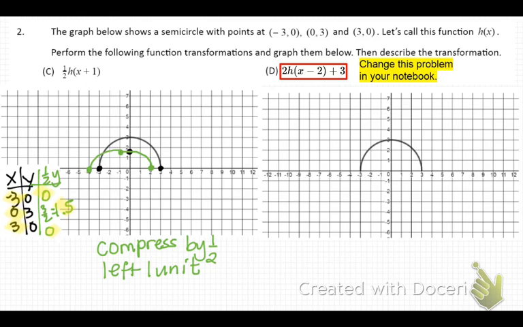And finally, for D, there's a couple things happening here. What's going on for D? What's that transformation? All of them, huh? Stretched by how much? By 2, then what's happening? Right 2 units, and what else is happening? Up 3 units. And I got the right 2 in there. So, since I have a stretch in there, I'm going to make a table again.